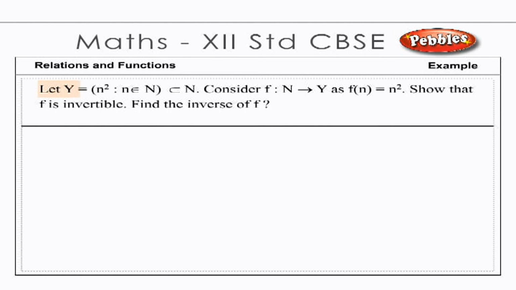Let Y = {n² : n ∈ N}, a subset of N. Consider f from N to Y as f(n) = n². Show that f is invertible. Find the inverse of f.